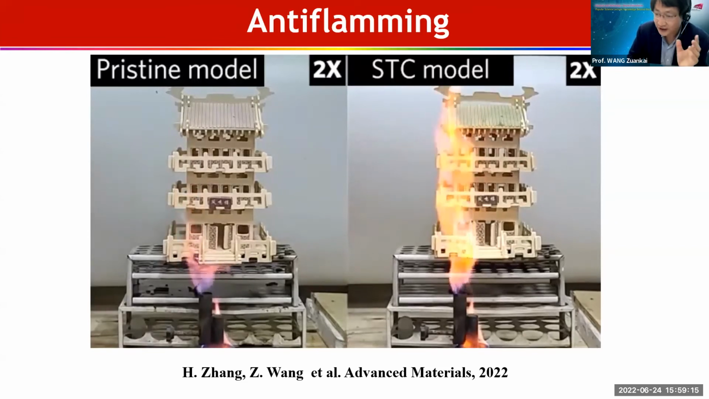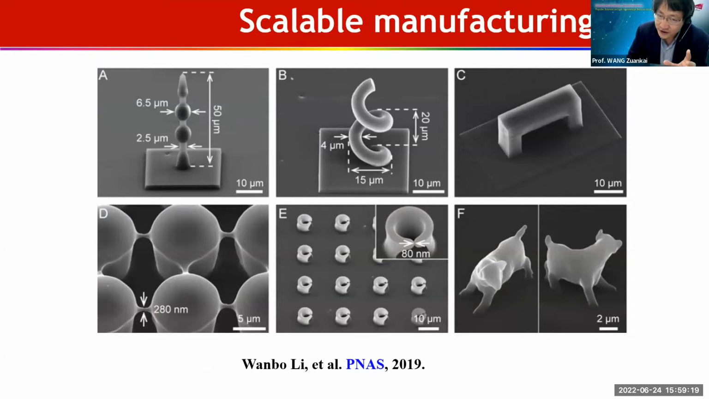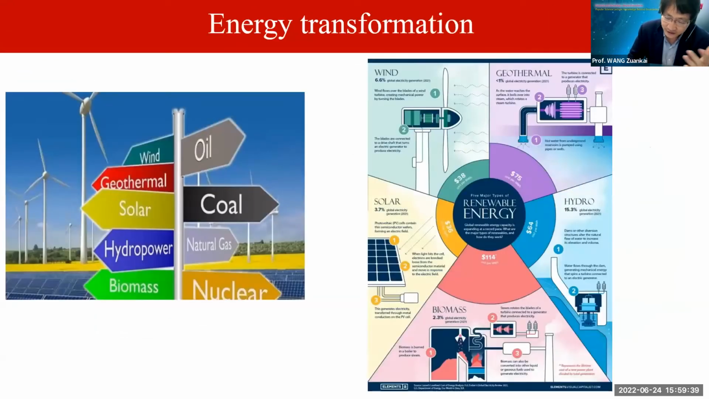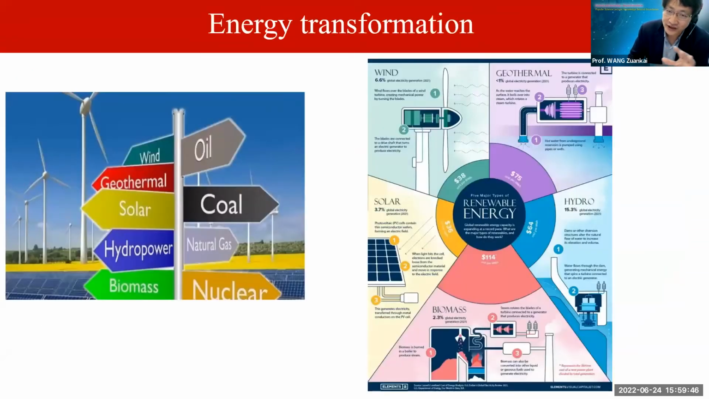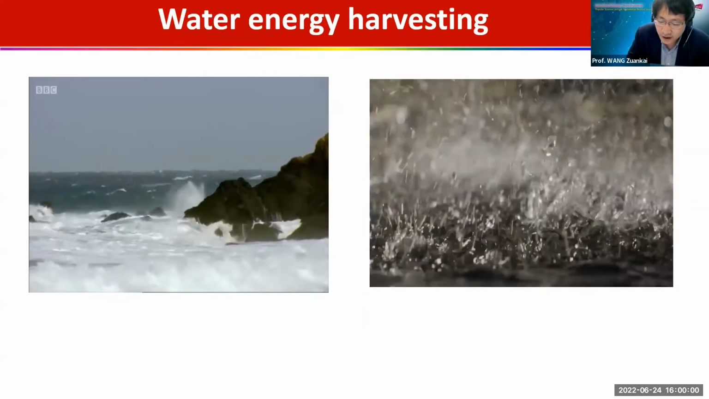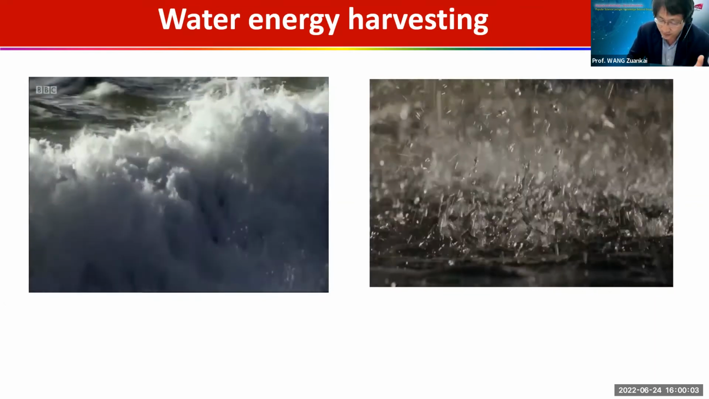Okay, so we use one design to solve different challenges, as shown here. And we also developed a new technology for scalable manufacturing of the surface. Usually it's very hard to fabricate a surface with a pre-designed structure. We developed a new technology where we can transfer the pattern from the mold to any kind of material. After I discuss the fundamental knowledge and the manufacturing, I will briefly discuss some applications. The first application is about energy generation. Currently, new renewable energy is very important, especially water energy. Current technology is unable to harvest water droplets or moisture.